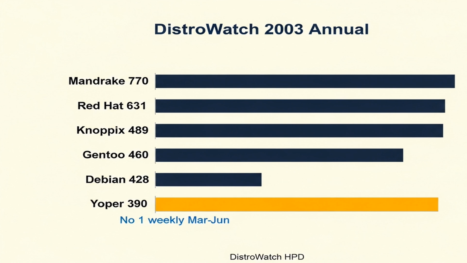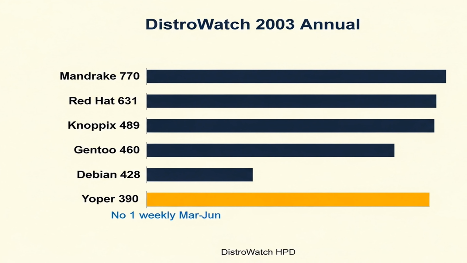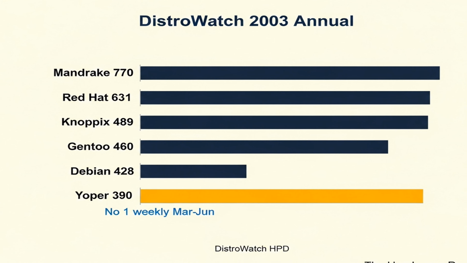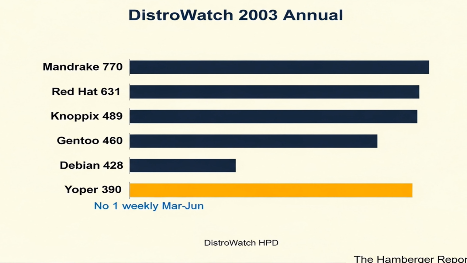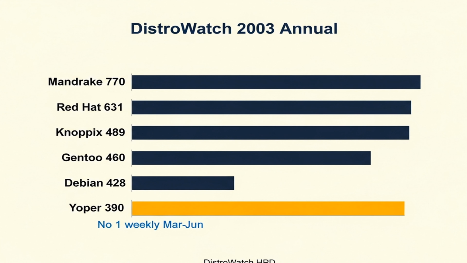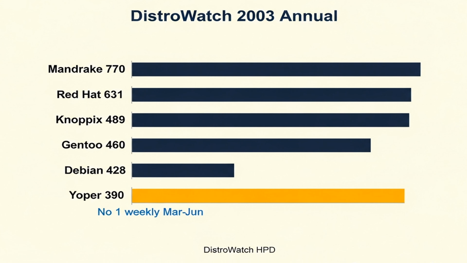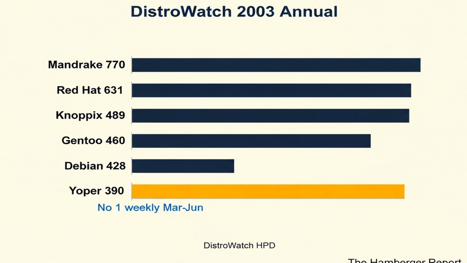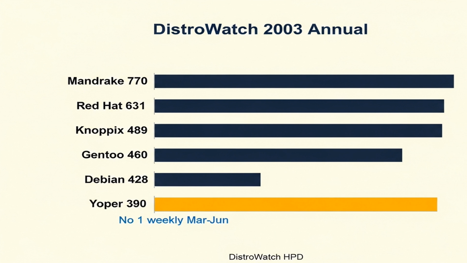The 2003 annual aggregate placed Yoper 6th overall with 390 page hits per day, behind Mandrake's 770. But the 4-month window at the top of the weekly chart said something the annual table could not. At the moment the community was paying closest attention to desktop performance, a New Zealand distribution was their first choice. Geographic origin was irrelevant to DistroWatch rankings. The Bazaar has no head office. Technical excellence built without corporate resources competes with distributions backed by hundreds of engineers.